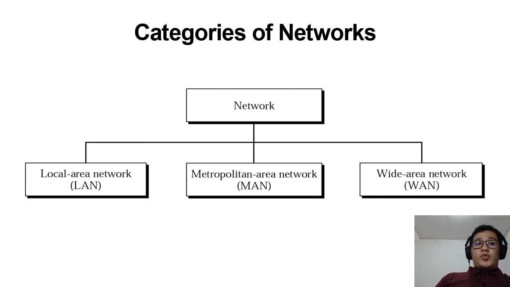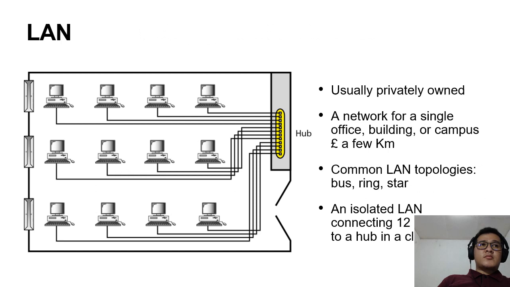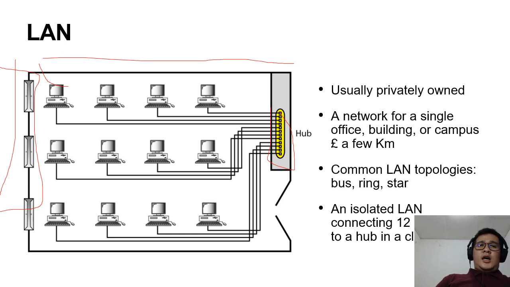Okay, in networking we also know the three network categories. The first one is LAN, local area network. The second one is metropolitan area network, and the last one is wide area network. A LAN is usually privately owned, a network for a single office, building, or campus, spanning a few kilometers. There are three common LAN topologies: bus, ring, and star. An isolated LAN connects to a hub.